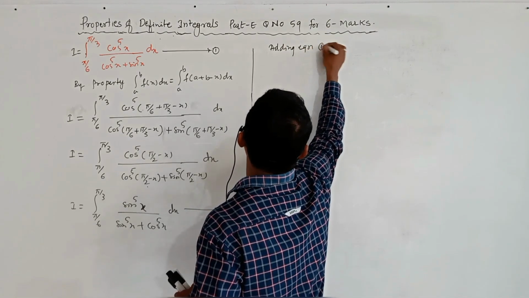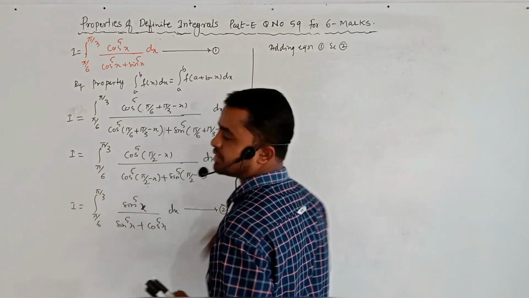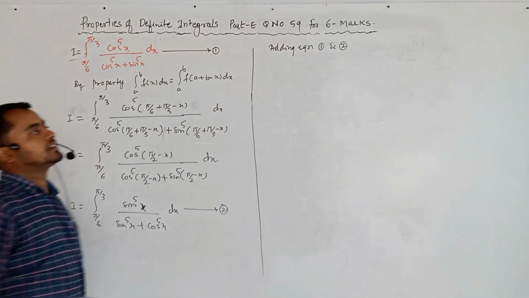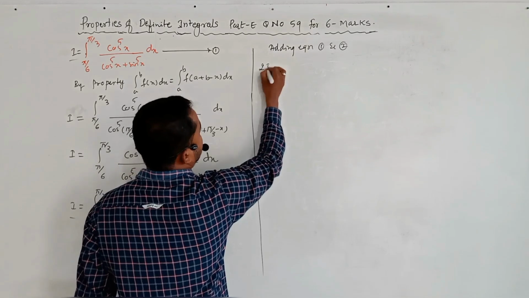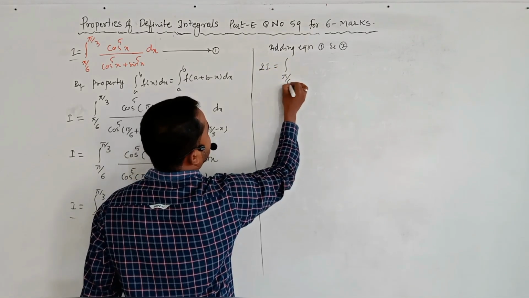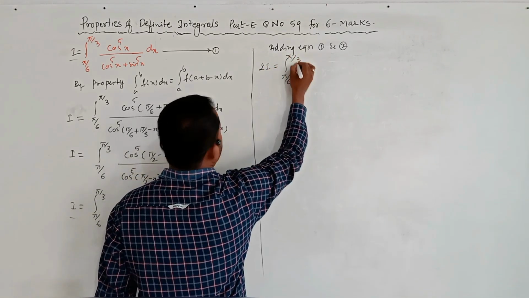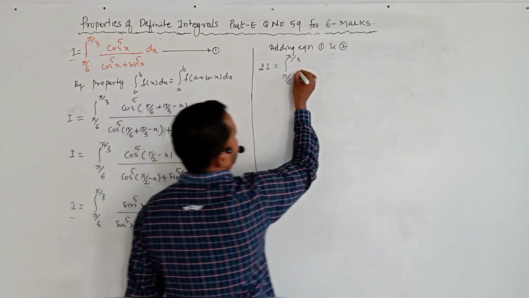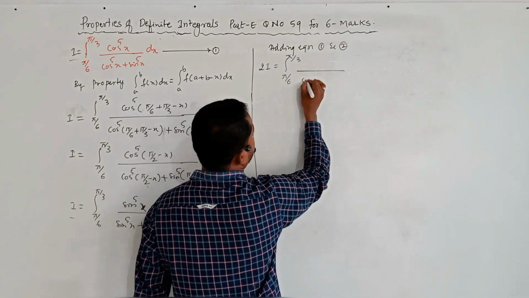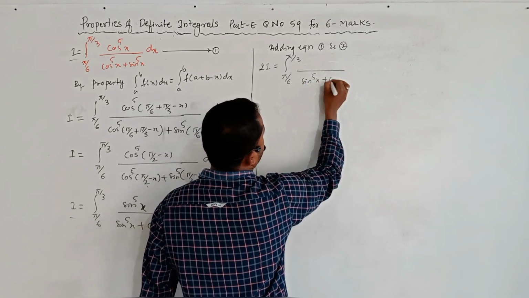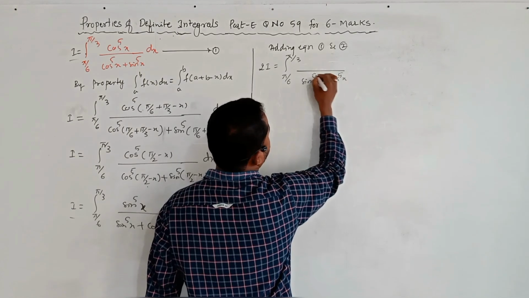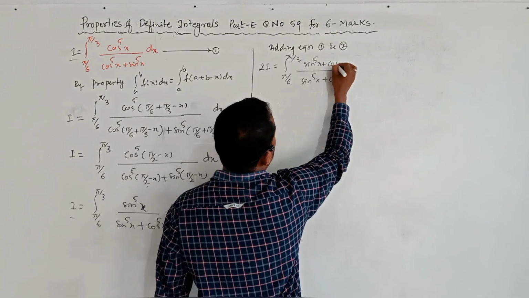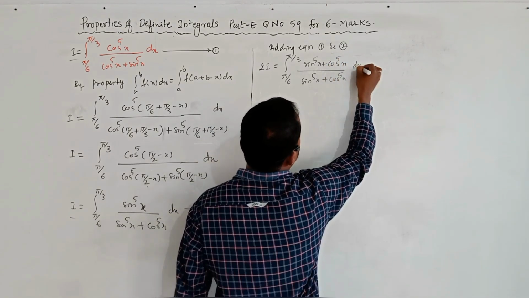Adding equation 1 and 2. I plus I, 2I. The limits are 5π/6 to 5π/3. The denominator is the same here: cos^5 x, sin^5 x, that is sin^5 x plus cos^5 x. Integral of sin^5 x plus cos^5 x, dx.